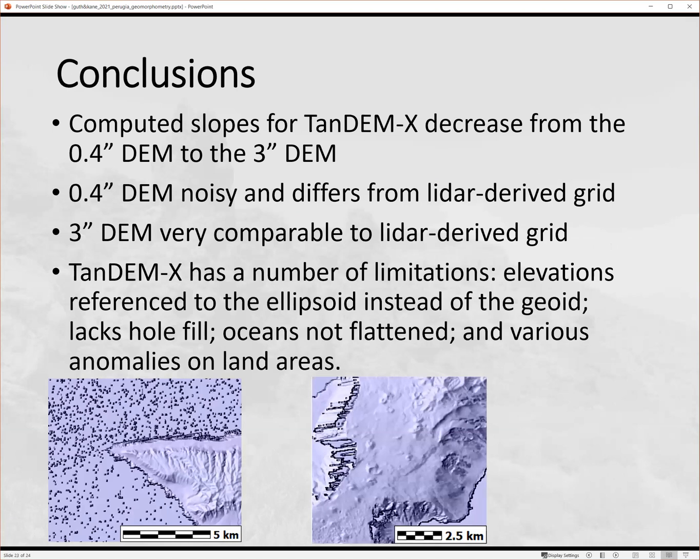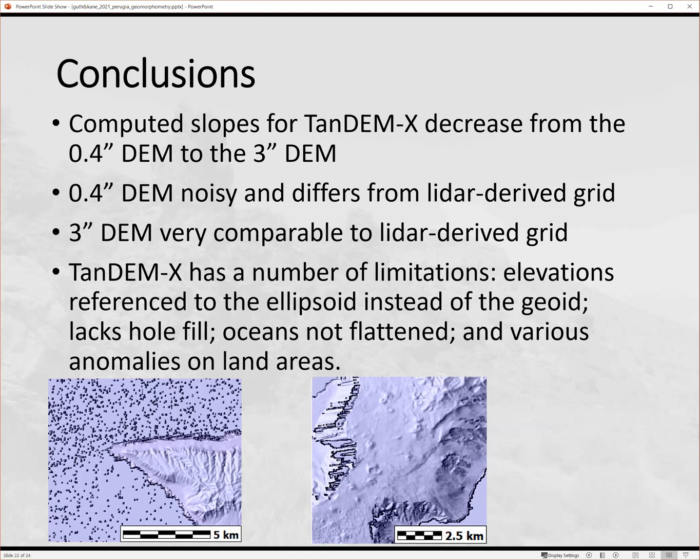So to conclude, the computed slopes for TanDEM-X decrease, and that's sort of typical for all DEMs, but that means if you're comparing slopes, you have to make sure you've got similar DEMs. The 0.4 second DEM is noisy and differs the most from our LiDAR grids, and the 3 second is very similar. And then there's just a number of interesting or annoying things about TanDEM-X.